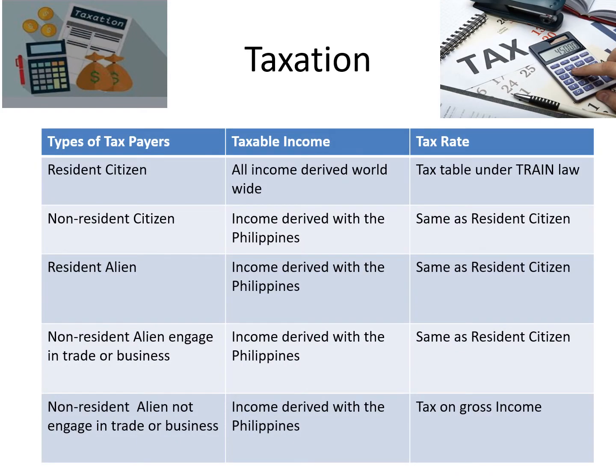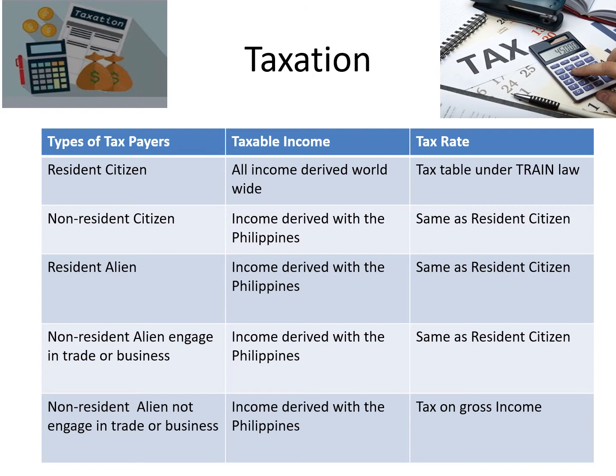Next. So what are the taxes? We have now the types. For our resident citizen, all income derived worldwide is taxed. Meaning, if you have some business outside the Philippines, like for example, Manny Pacquiao, who has properties here and abroad, would be taxed for all the properties within and outside the Philippines. Okay? So what is the tax rate? It's under our tax table under the TRAIN law, the newly enacted law.